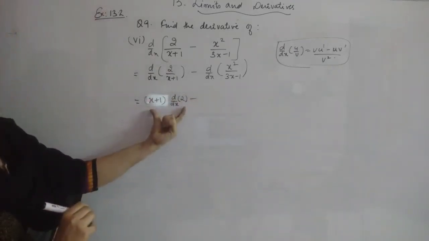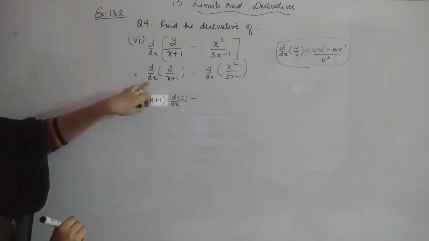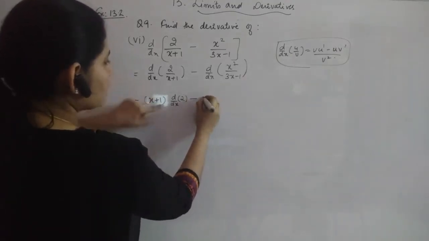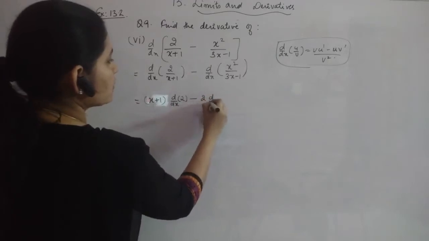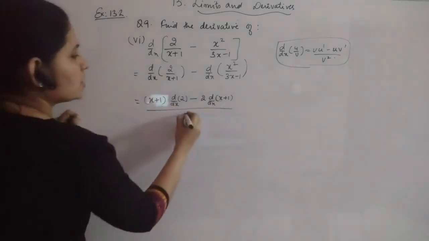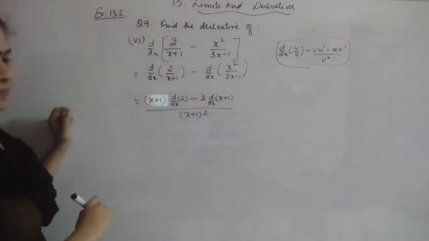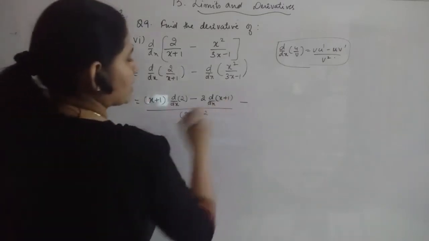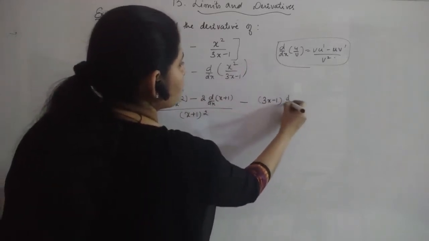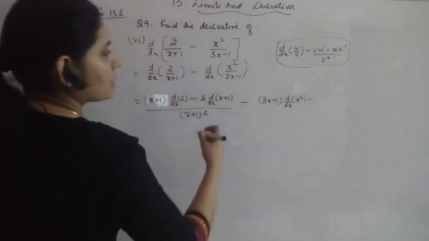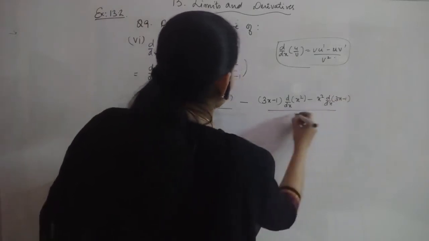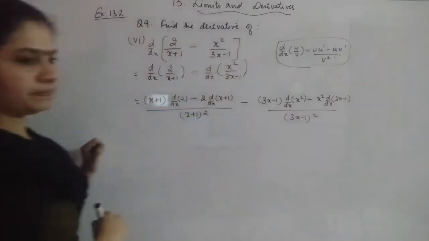So this position is very important. First you are writing the denominator term and taking the derivative of the numerator. That should not be changed. Then the second thing is you will alter the position, that is 2 into derivative of the denominator, numerator into derivative of denominator, divided by denominator square. This is your first term's derivative, minus, again you have numerator and denominator here, so denominator into derivative of numerator minus numerator into derivative of denominator, whole divided by denominator square.